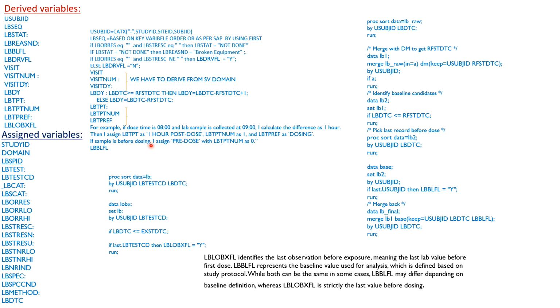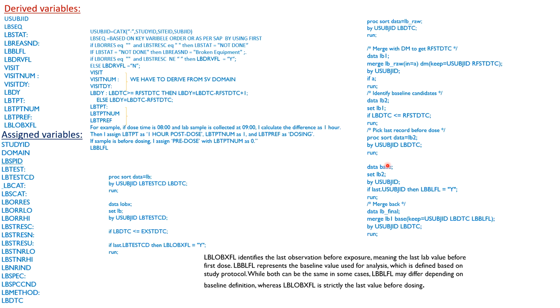If the sample is before dosing, instead of post dose we assign pre-dose, and the TPT number will be 0. Here the main important one is the LB baseline flag. Now we'll see how to create the LB baseline flag.